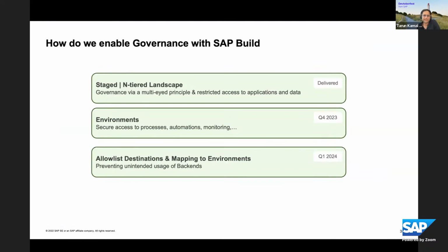Lastly, one of the key elements also was around how do you prevent unintended usage of backends. So of course you have the whole dev test prod setup, or the stage landscape, which prevent usage of specific backends. But you could also restrict it further by saying, okay, there are certain apps and processes that can make use of backends, whereas others cannot. And the whole notion of how do you whitelist and or allow list destinations and map it to environments.